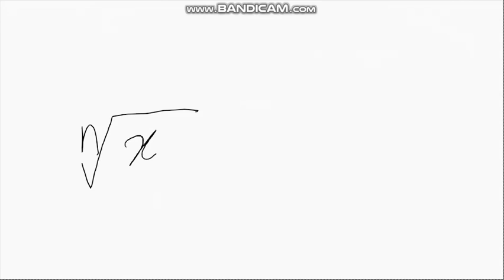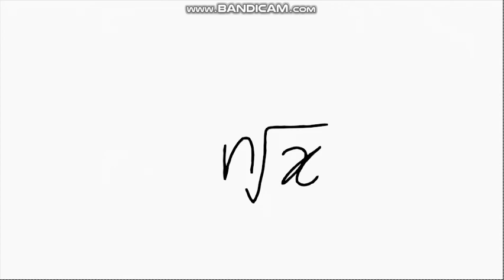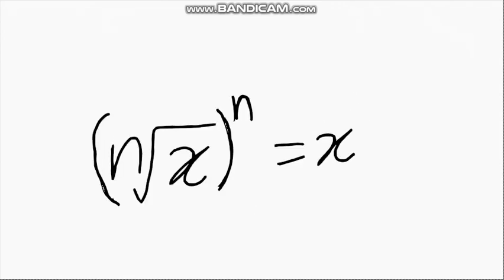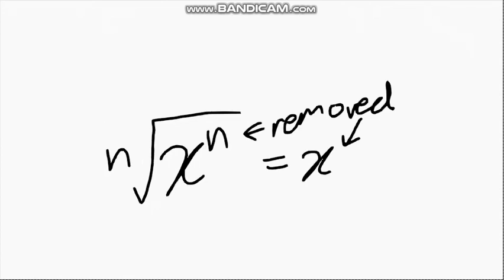The nth root of x can be represented by this. Now what is the definition of root? If you multiply the nth root of x n times, or if you raise it to the nth power, you get x, that should be the definition. So it undoes the exponent.